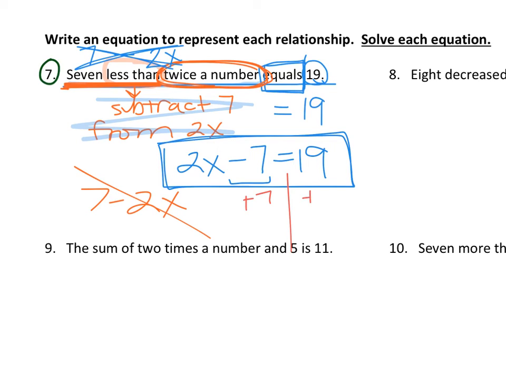All right, real quick. I'd add 7 on both sides. I'd get 2x equals 19 plus 7, 26. And divide by 2. So it looks like I'd get x equals 13 for number 7.